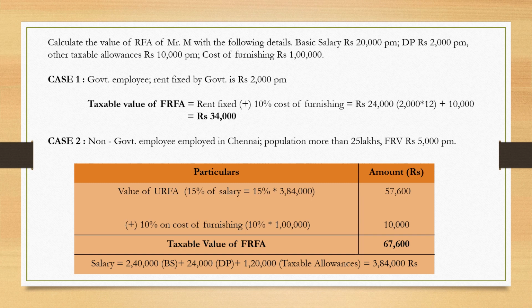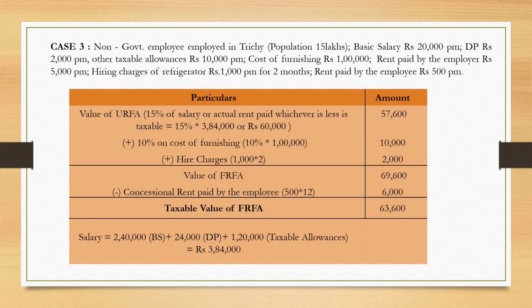Totally, 67,600 is the taxable value of furnished rent-free accommodation of Mr. M if he is a non-government employee residing in a place where the population is more than 25 lakhs. Now you need to note here that FRV, that is fair rental value, which is 5,000 per month, should be ignored.